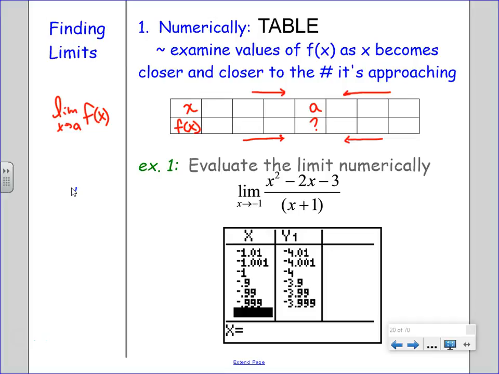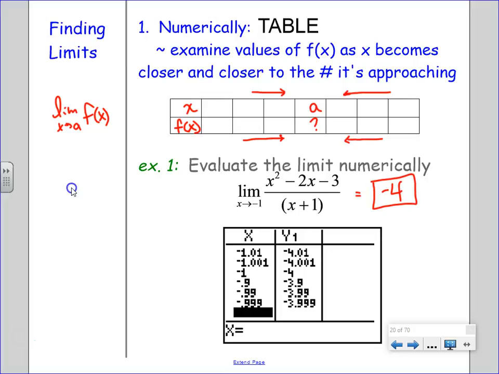-4. So I can say, based on my experimentation, all appearances point to the limit being -4. And you guys know from summer, how can you double check that you're actually right? Factor, cancel out, plug it in. Guess what? It's -4. Okay? But in a table, numerically, how does it appear you can approach?